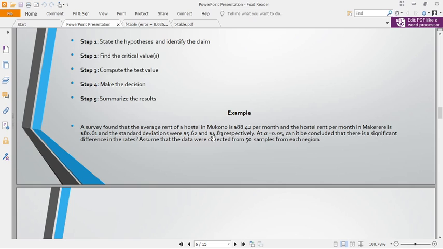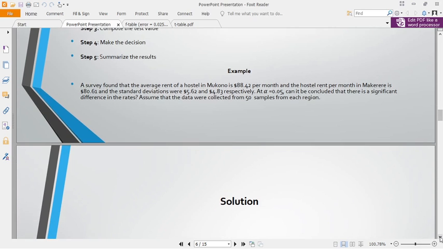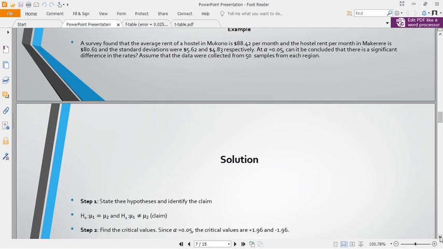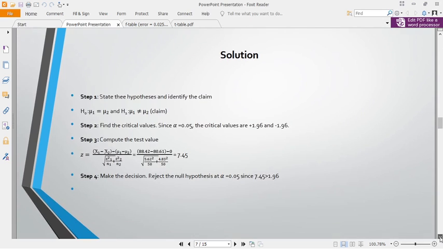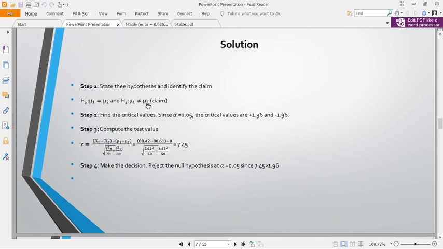So assume that the data were collected from 50 samples from each region, meaning our N1 is 50 and our N2 is 50, which qualifies to have a Z test because both samples are greater than 30. So the solution: we state the hypothesis and identify the claim. And remember here we are comparing means. So our null hypothesis will be that the mean of the first population is equal to the mean of the second population, and therefore the alternative will be that there is a difference in the means, or the means are not the same. So meaning we are looking at a two-tail.